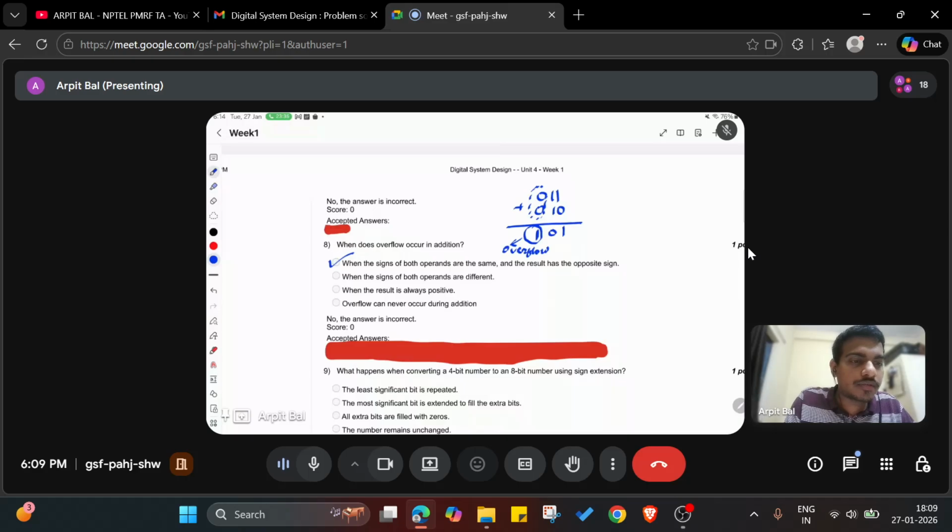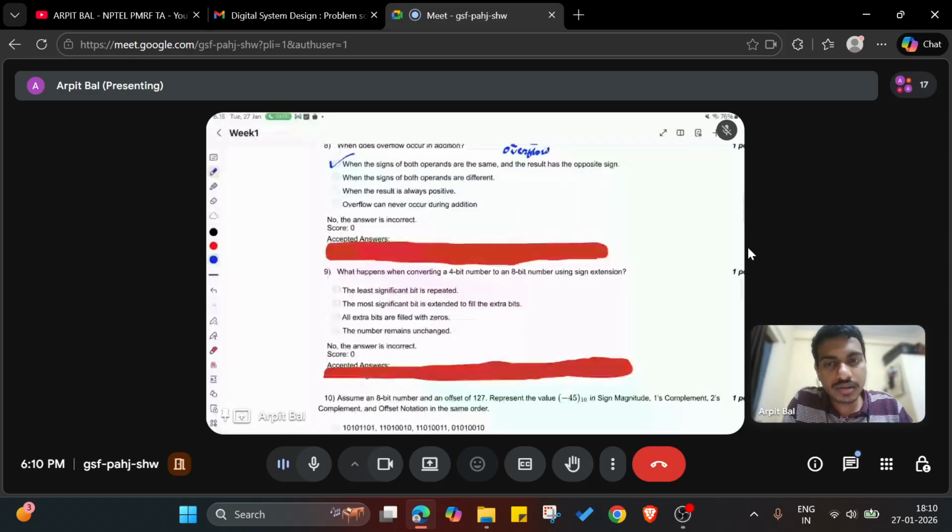Because the result of two positive numbers addition cannot be negative, correct? So this is called an overflow condition. The other three options are wrong because when the signs of both operands are different, this is not an overflow condition, and when the result is always positive is also not an overflow condition. And the fourth option says overflow can never occur during addition, which is wrong because I have given an example where there is an overflow condition. Okay, moving on to the next question.